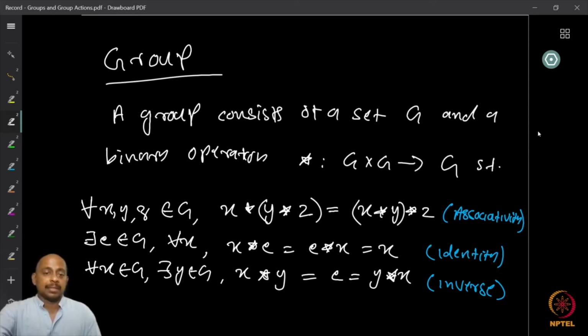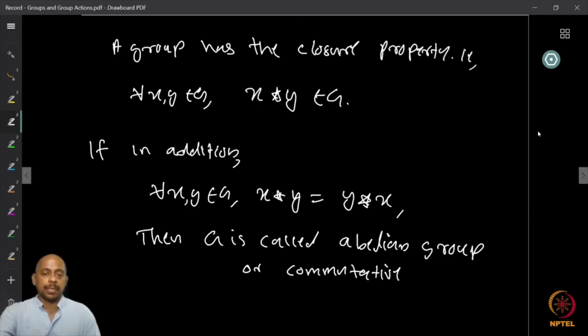Now, several examples of groups occur naturally. In fact, all these ideas come from everyday mathematical objects like natural numbers or integers that we are considering. So this idea comes from the usual mathematics that we do. We can find several examples of this, and we will see some of them soon.